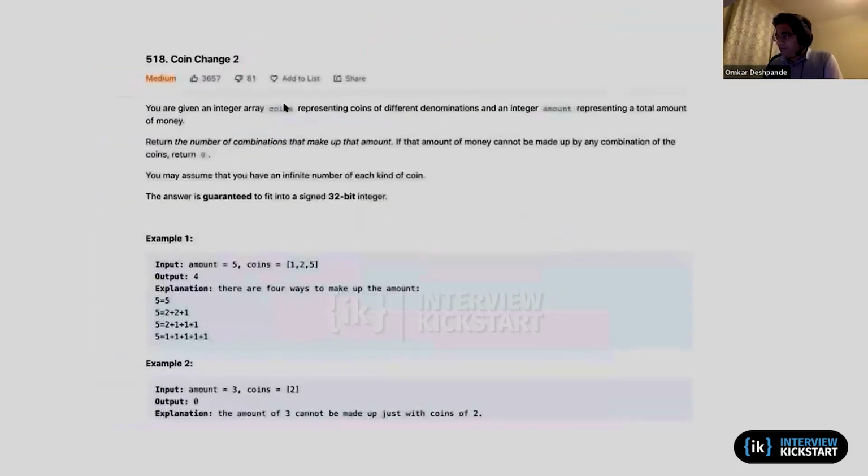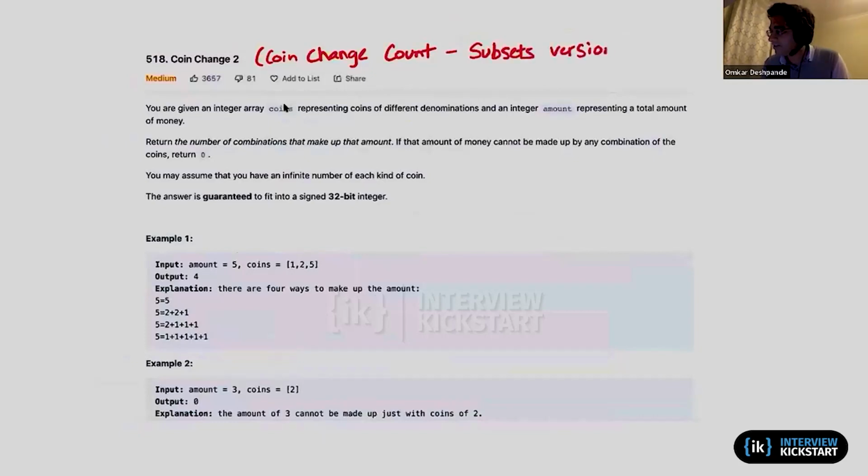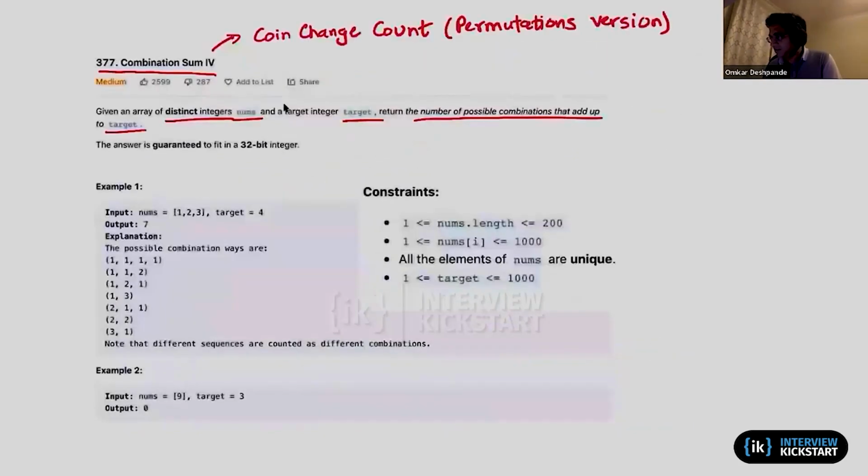The next problem that we look at, I'm going to call this coin change count, the subsets version. That's how these two problems are related, and you'll understand what exactly these two versions mean as we are going through them.